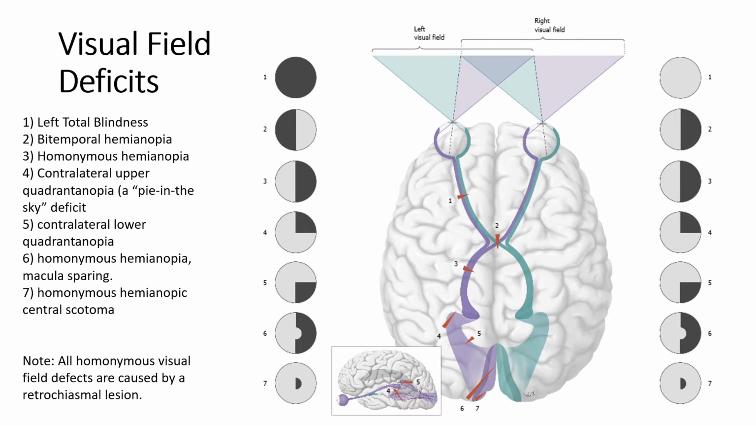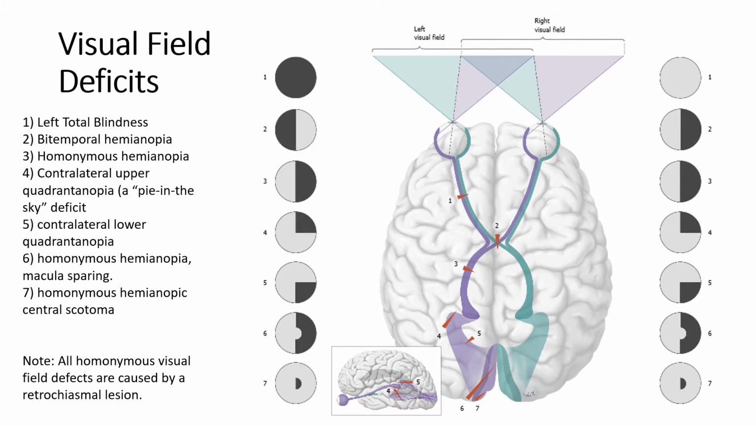So you can see it looks kind of like a piece of pie. Number 5, contralateral lower quadrantanopia, just different pie in the sky. And then number 6, homonymous hemianopia, macula sparing. So the macula is in the center, remember. So the macula fovea area is being spared. Number 7, homonymous hemianoptic central scotoma.